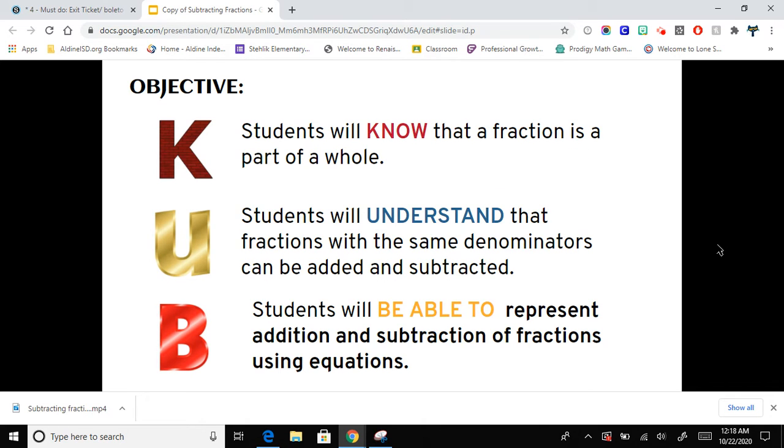All right, first of all, this is our objective. Students will know that a fraction is a part of a whole. The students will understand that fractions with the same denominators can be added and subtracted. And students will be able to represent addition and subtraction of fractions using equations.